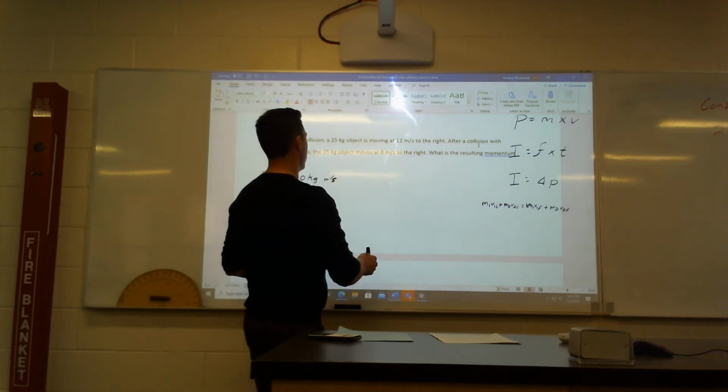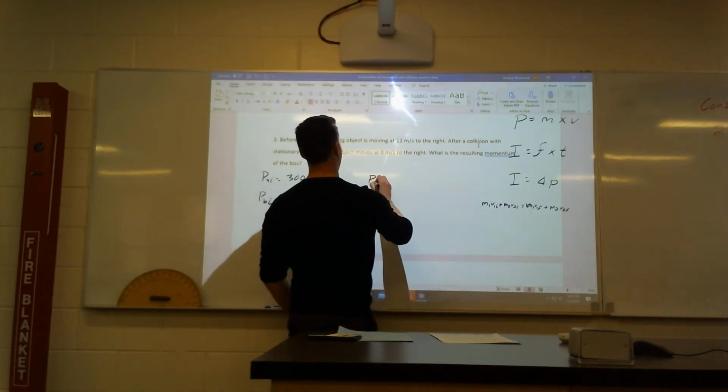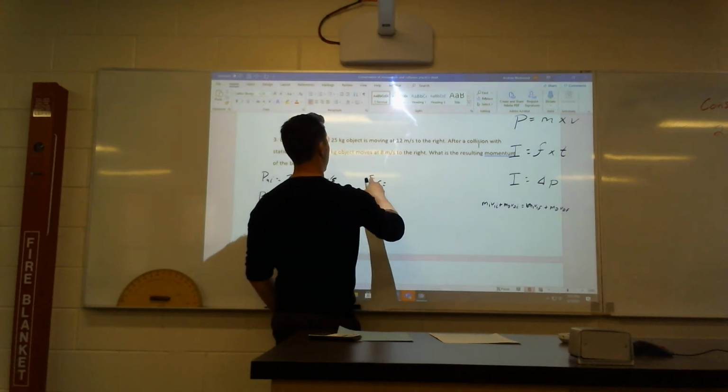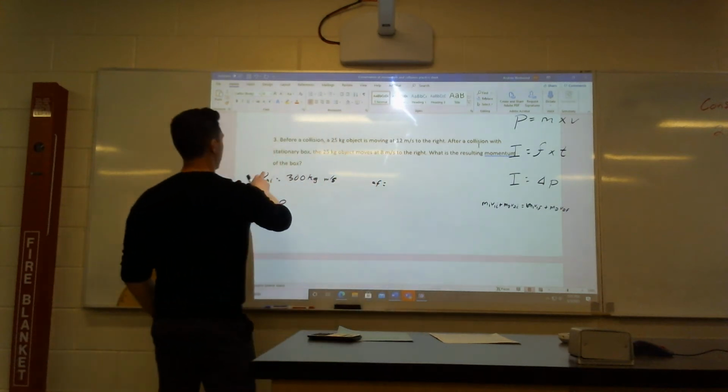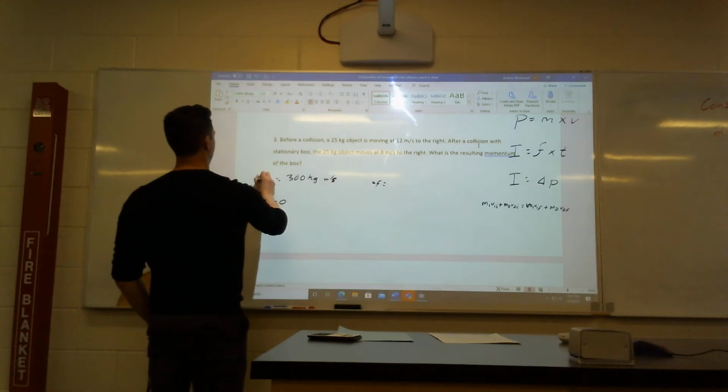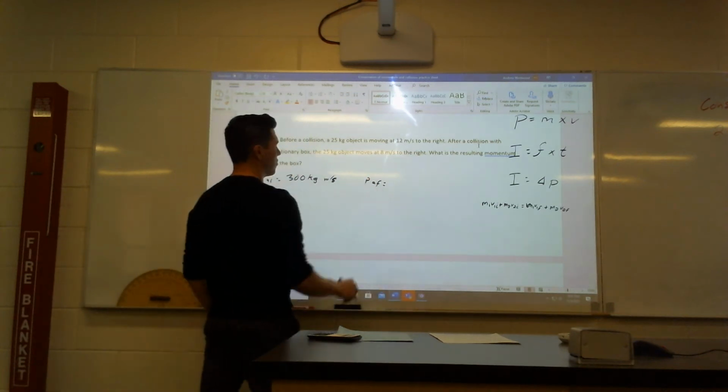After the collision, we now have p A final, the momentum of A final. I guess I should write these p's in lowercase, but it's hard to have a lowercase p with a little subscript.